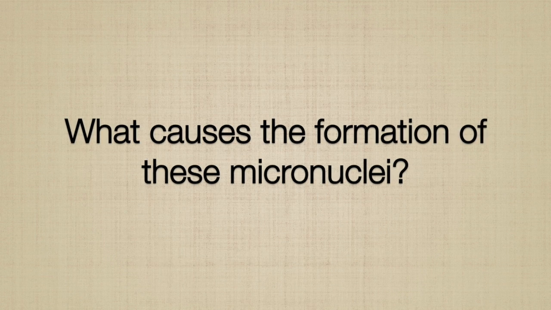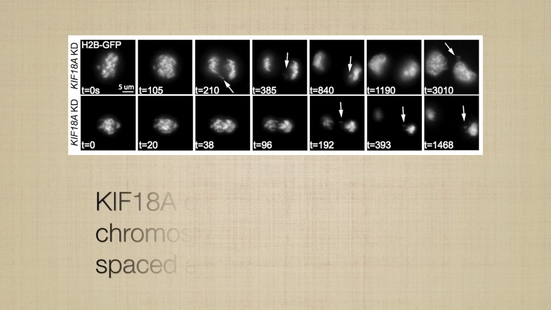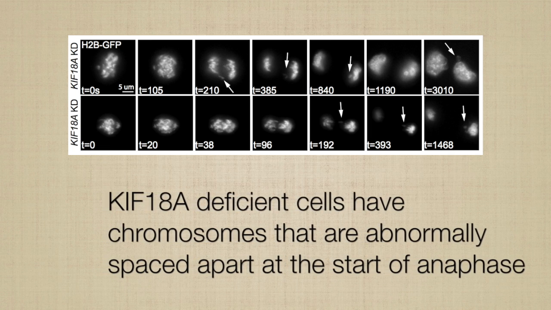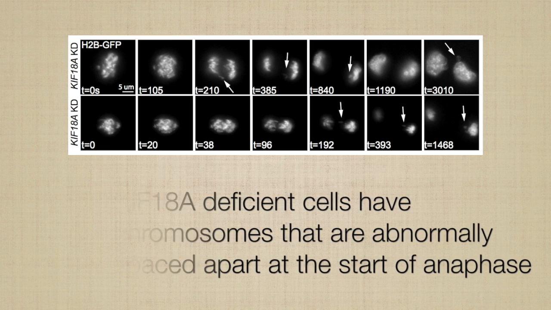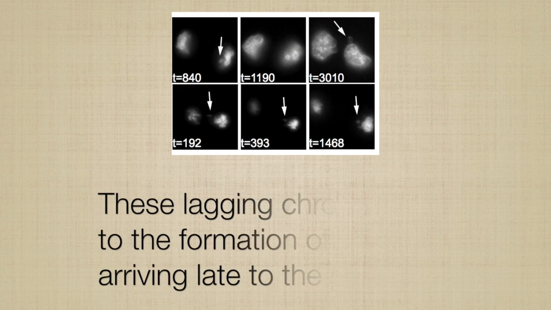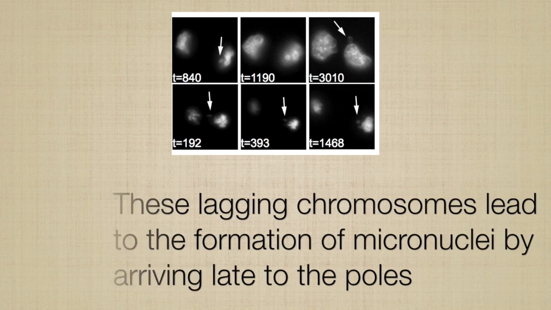But what is it that causes the formation of these micronuclei? During anaphase, the protein-deficient cells will have chromosomes that lag behind the others as they are being pulled apart, indicated by the arrows above. These chromosomes will arrive late to the nuclear envelope and a second micronucleus will form around it.